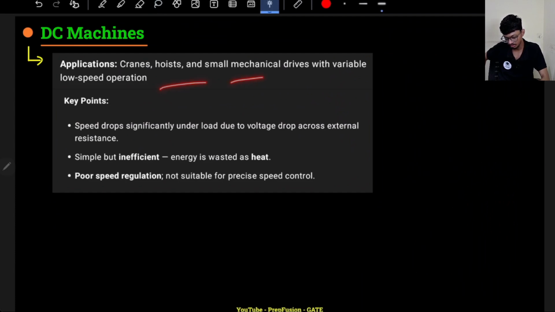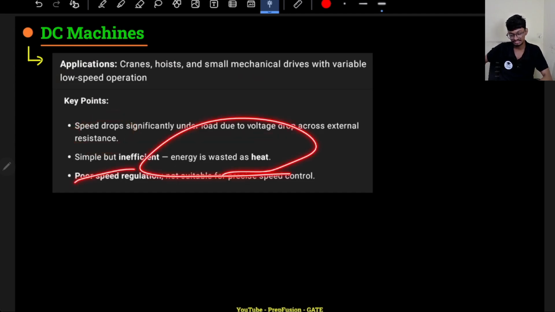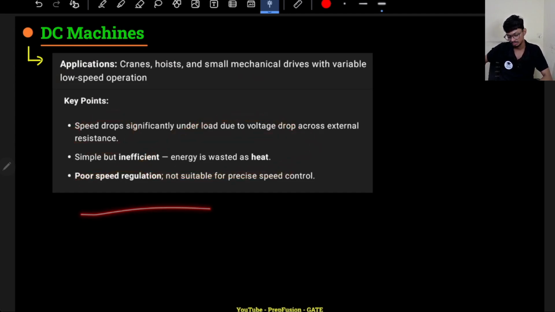Cranes and hoists are small mechanical drives with low speed operation. Where low speed operation is required, like cranes and hoists, there we use this. Speed drops significantly under load due to voltage drop across the resistance. Simple but inefficient, energy is wasted as heat. Poor speed regulation, not suitable for precise speed control, because speed regulation is very bad in this case. Speed drops very highly at low speeds, right?